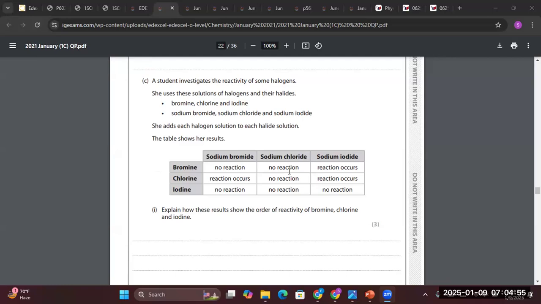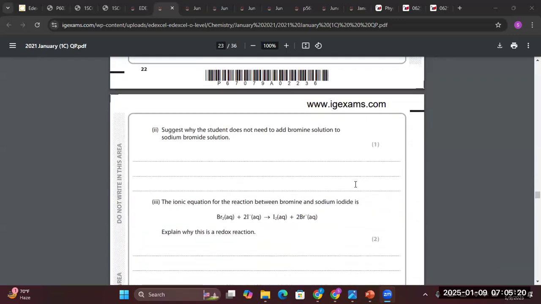Bromine does not displace sodium chloride or does not react with sodium chloride, but it reacts with sodium iodide. So bromine is less reactive than chlorine, but more reactive than iodine. And then say iodine does not react with any of the solutions. So that means iodine is the least reactive. Okay, both your answers are correct in terms of theory, but you have to use the table to reinforce your answer or reconfirm your answer.